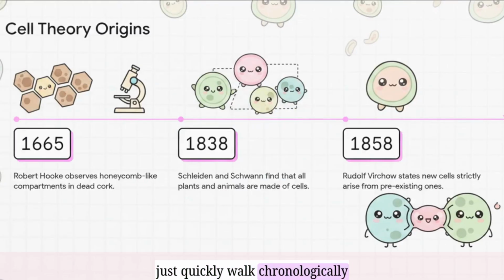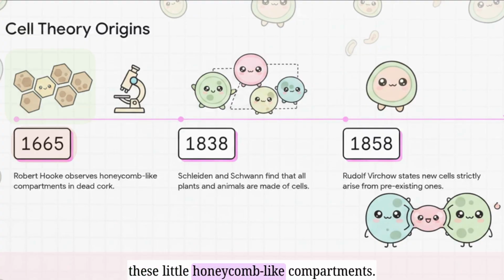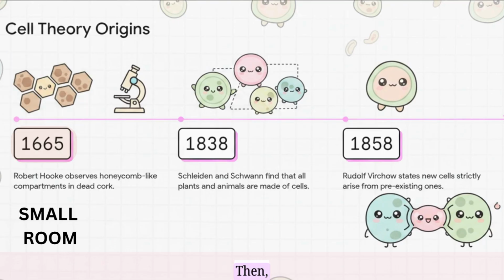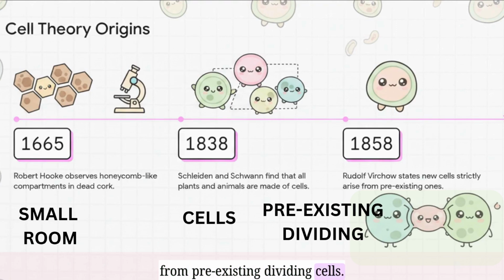Let's just quickly walk chronologically through the key historical breakthroughs that really laid the foundation for modern biology. In 1665, Robert Hooke was looking at dead cork from tree bark, and he saw these little honeycomb-like compartments. He called them cellula, which actually means small rooms. Then, jumping ahead to 1838, botanist Matthias Schleiden and zoologist Theodor Schwann combined their research. They figured out that all plants and animals are made of cells. Finally, in 1858, Rudolf Virchow modified this by proving that life isn't just magic, right? New cells strictly arise from pre-existing dividing cells.